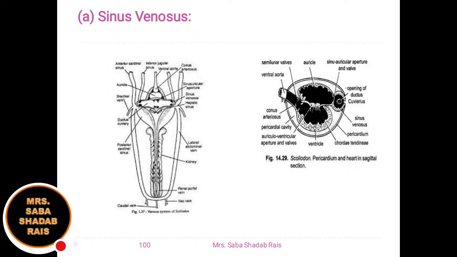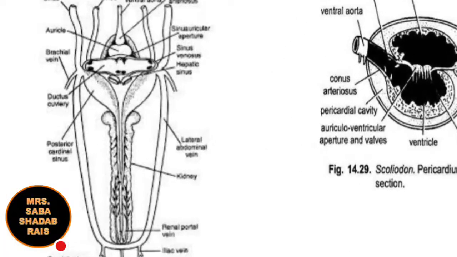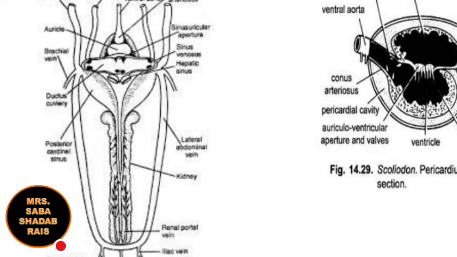These two ductus cuvieri you can see, and these are the two hepatic sinuses. Now see students, remember a sinus is the rough gathering of all types of veins which collect the blood. So this hepatic sinus enters into the chamber from the posterior side. Which chamber? Sinus venosus. From the posterior side, then the sinus venosus opens into the auricle by an aperture.